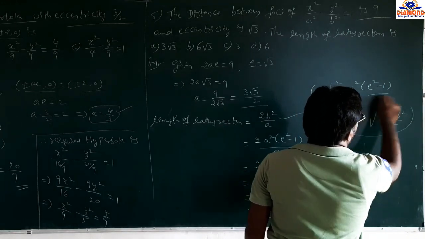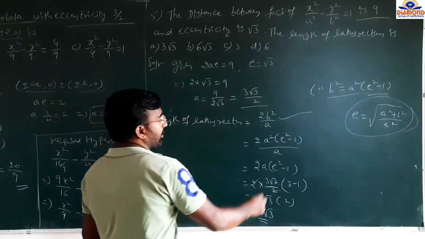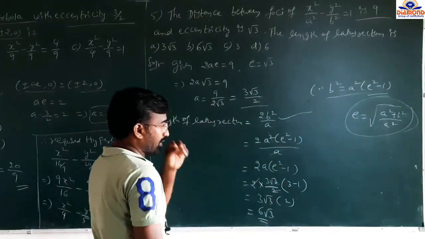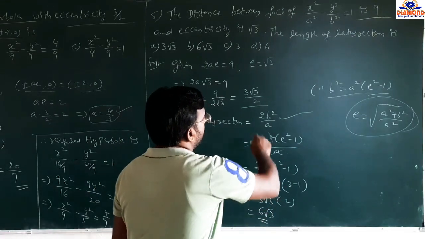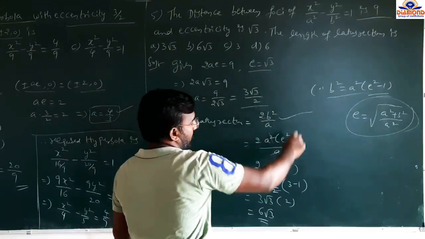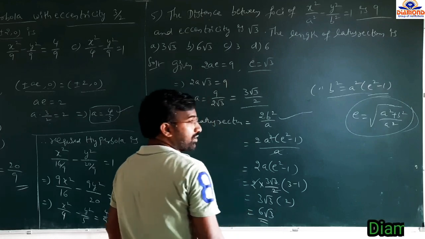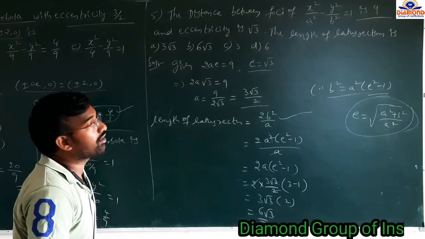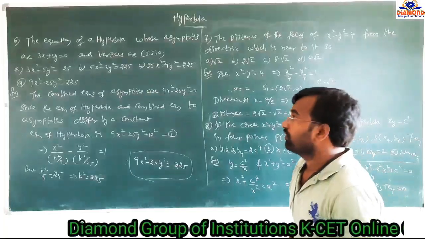From here you get it by squaring on both sides and cross multiplication. So here a cancels. So now you get 2a into e square minus 1. What about the a value? 3 root 3 by 2. e square, e value root 3, e square value 3, 3 minus 1. Here 2 cancels. 3 root 3 into 2 is nothing but 6 root 3. So finally the length of latus rectum is 6 root 3. Option is B. Next problem.